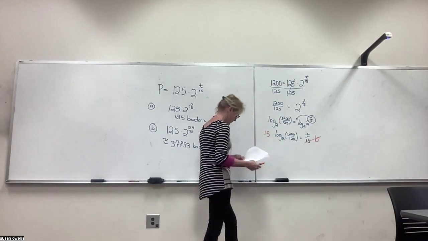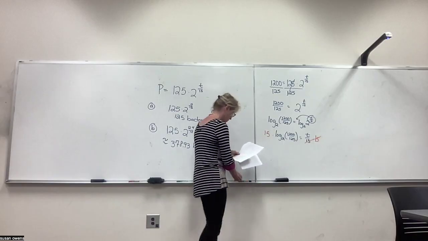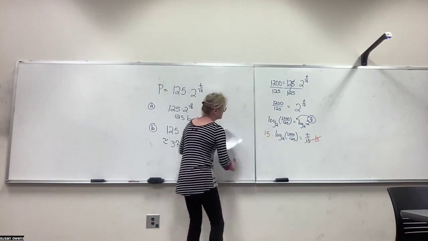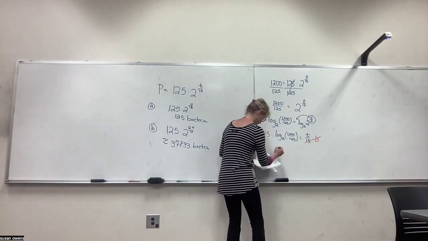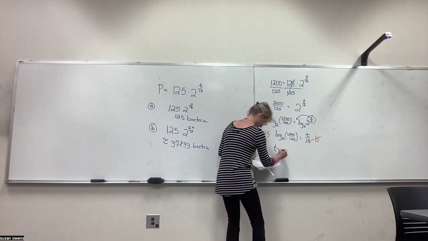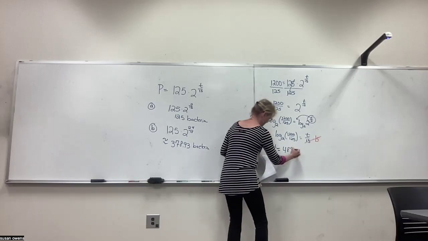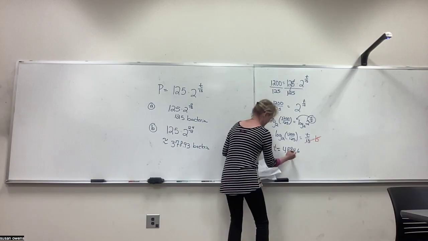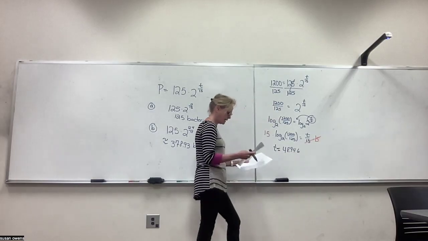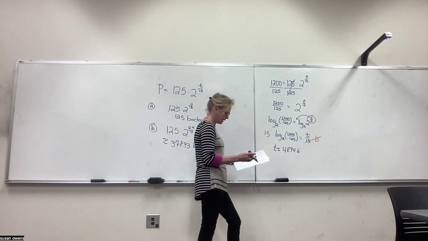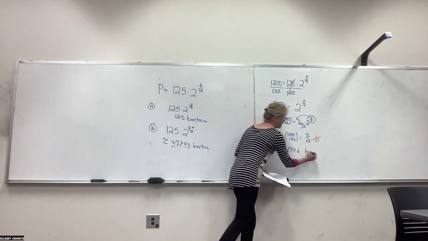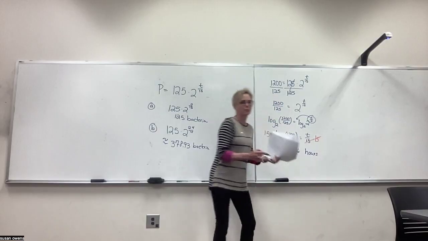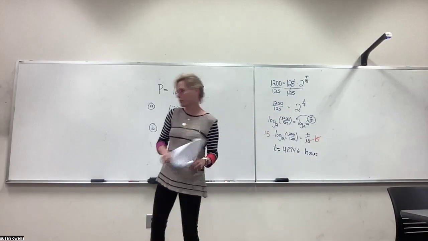From there, just put it into your calculator. T is equal to about 4,894,648. And T is measured in hours. Okay, so making sure you label these word problems.